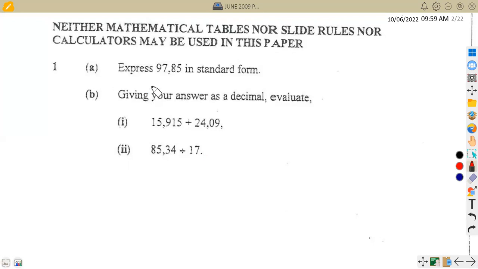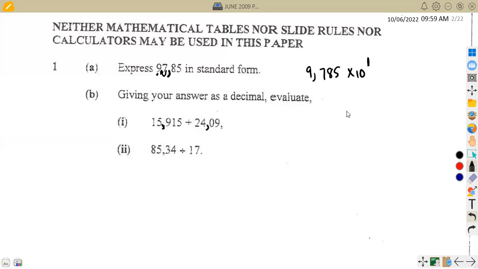We are given on 1A, express 97,85 (this is a comma here) in standard form. So guys, don't miss marks on this type of questions. Know that it should be between 1 and 10. So just move 1 comma to the left. So it can be 9,785, in between 1 and 10, then times 10 to the power of the commas that you moved. You only moved 1 comma, so it's going to be the power of 1. Remember that it maintains the power of 1 because you started with a positive value here. If it was a 0 comma something, then it was going to be a negative. So take note.